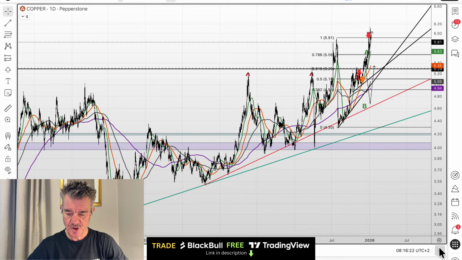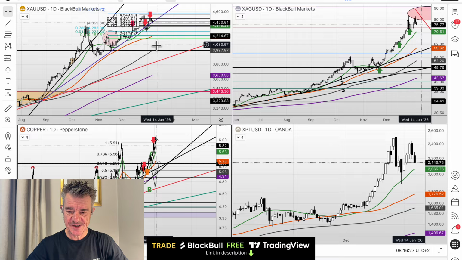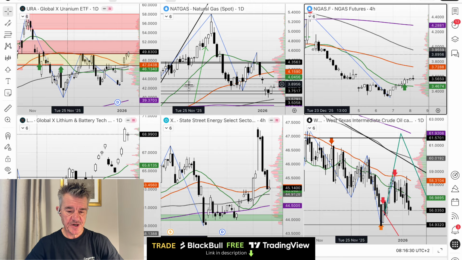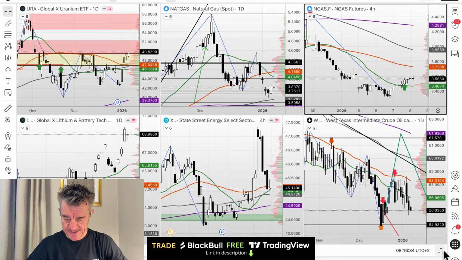Can you believe it, on copper? So short on copper, short on gold, but long on silver. Bit of a mixed bag. Now going across to energies, natural gas. I'm now long on natural gas, having taken a position yesterday.